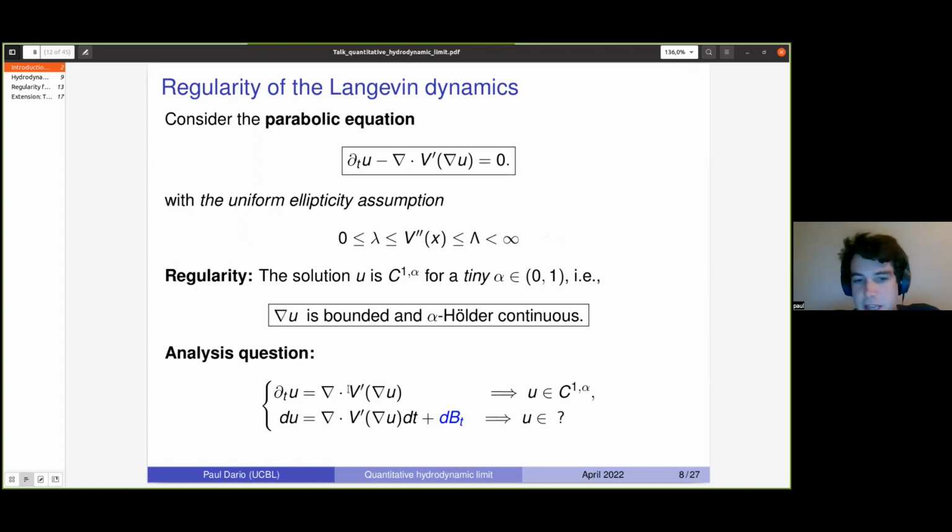And so the analysis question that I would like to ask is, we know that these solutions are C^{1,alpha}. If I add the Brownian motion, what can I say?